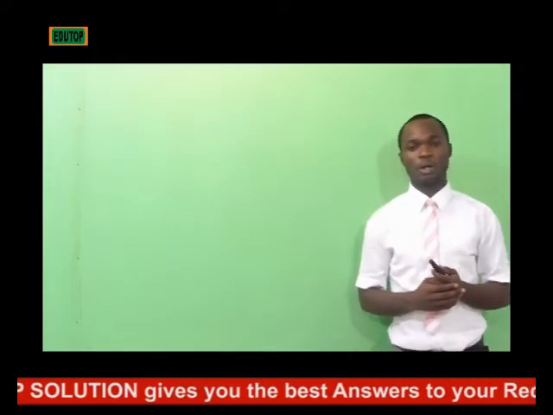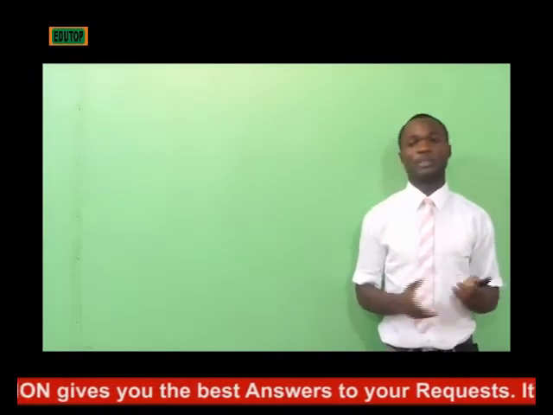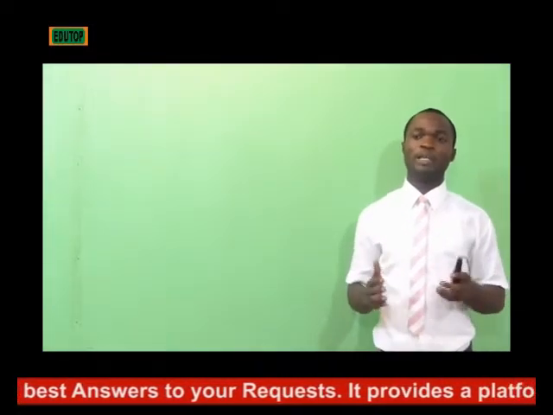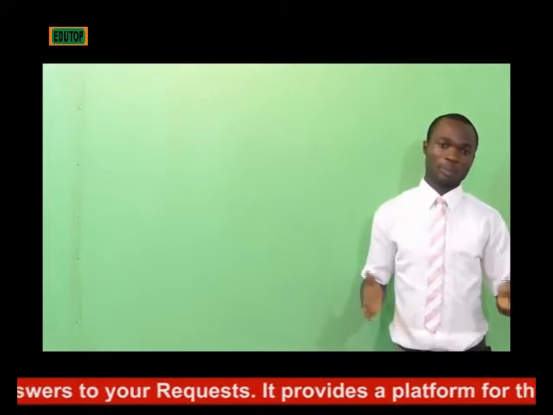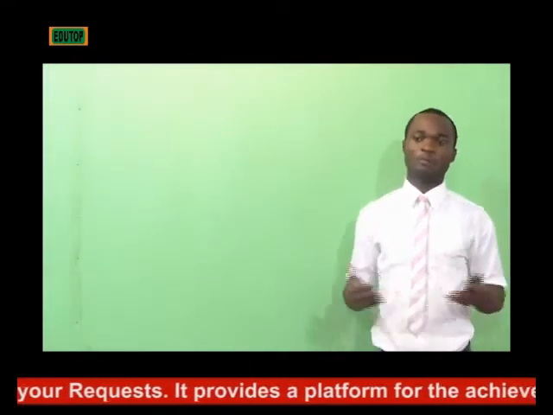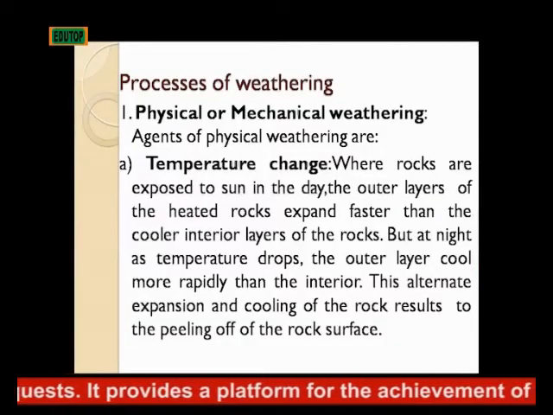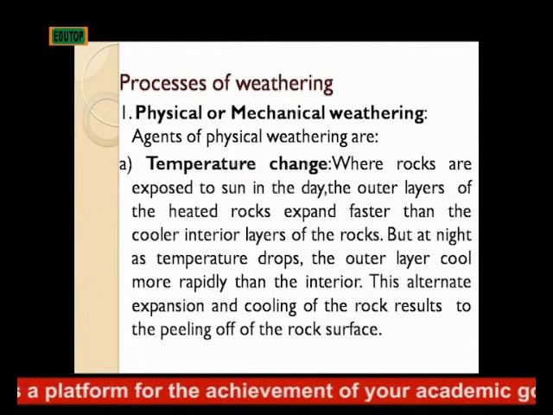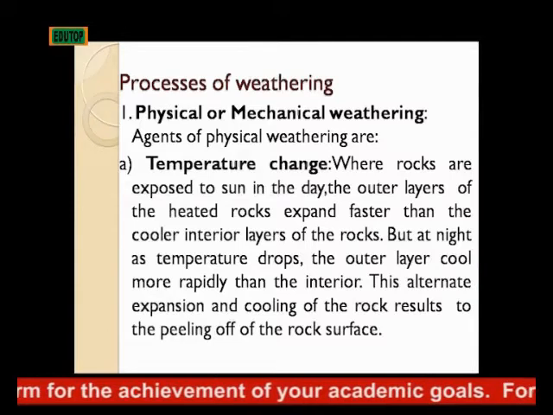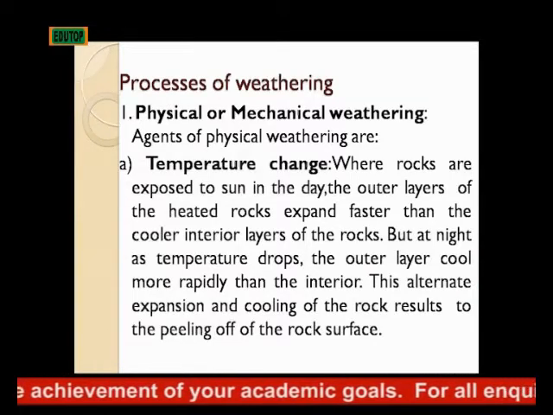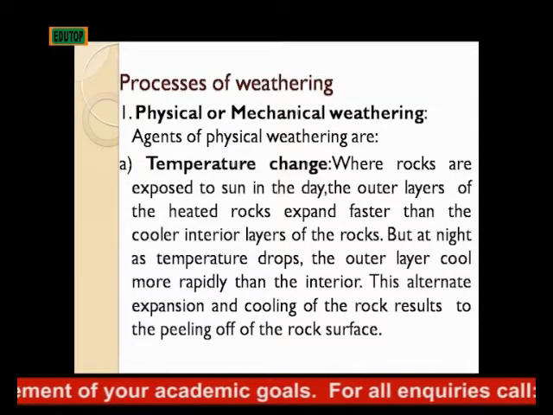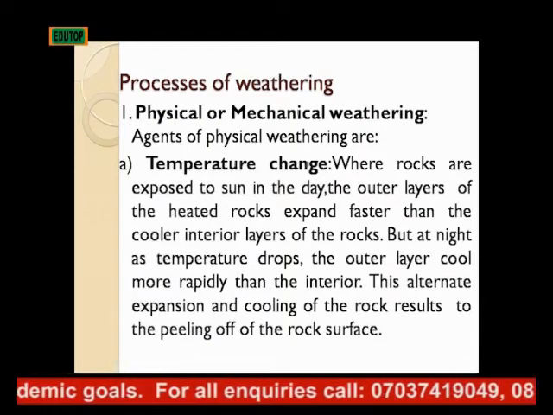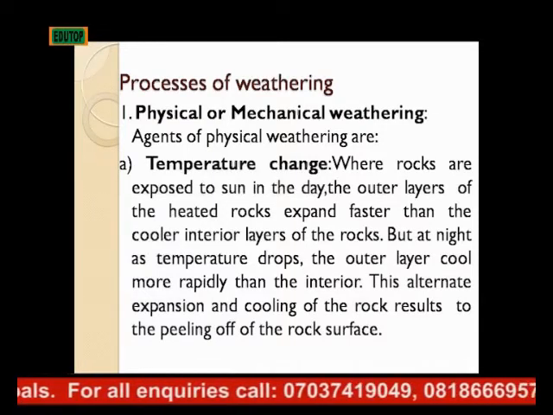Let us look also at the processes of weathering. There are 2 main processes. When we talk about process, we're talking about means of weathering. Number 1 is the physical, or what we call mechanical weathering. Number 2 is the chemical weathering. Under physical or chemical weathering, there are various agents of physical weathering.